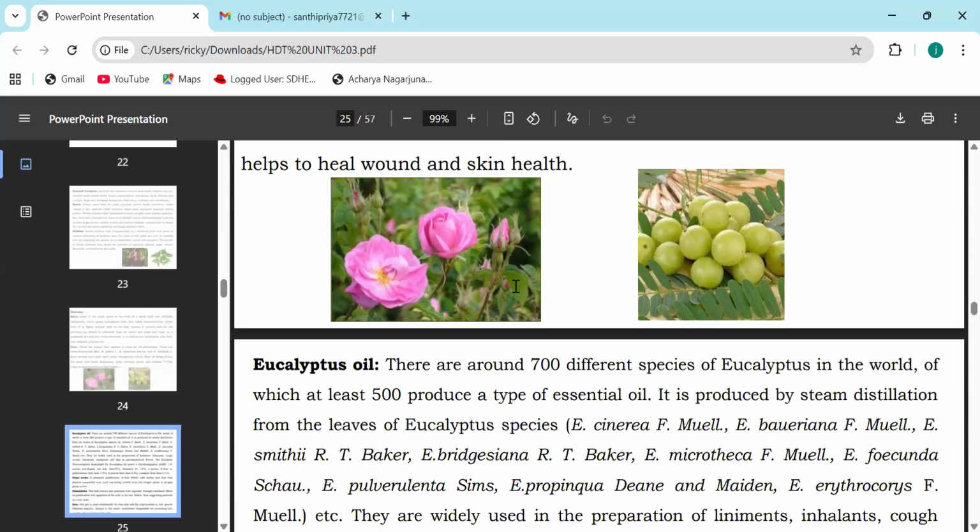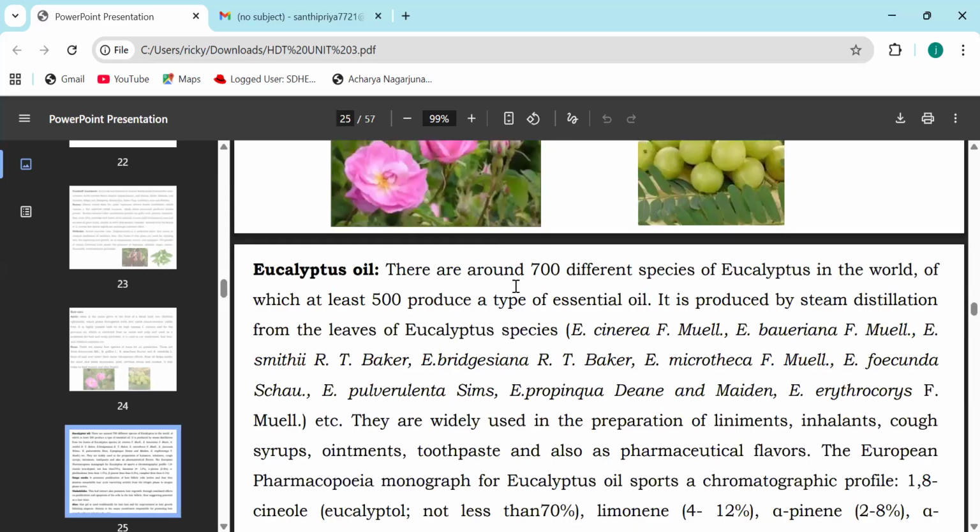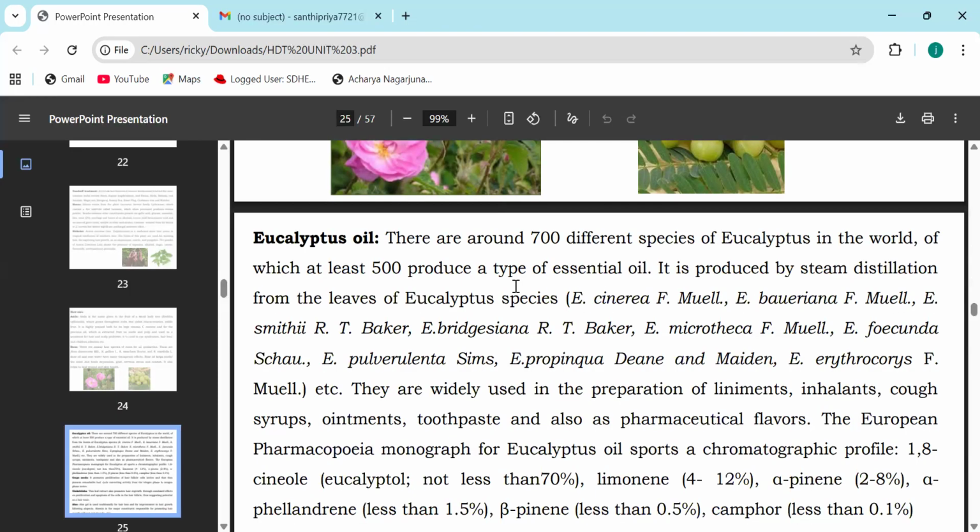And next, eucalyptus oil. There are around 700 different species of eucalyptus in the world, of which at least 500 produce a type of essential oil. It is produced by steam distillation of the leaves of eucalyptus species. So the essential oil is mainly produced with the help of steam distillation. Worldwide there are around 700 species of eucalyptus, but mainly 500 of them produce essential oil.